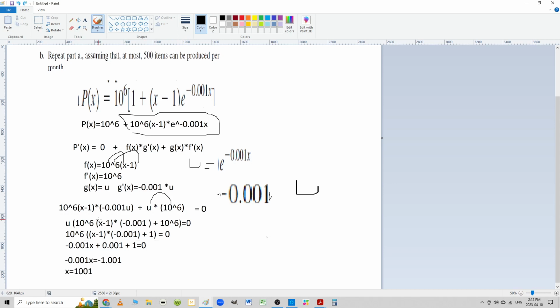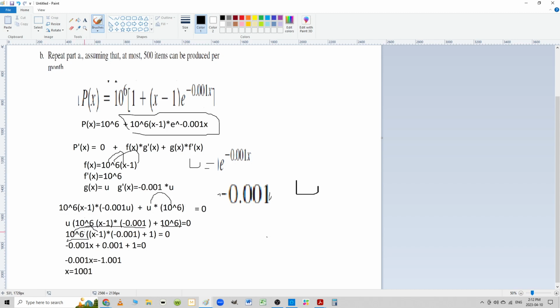Now I've left the 10 to the 6 in at this stage, but now I'm going to factor it out. I'm going to bring 10 to the 6 in front. So whatever's left here, I've divided by 10 to the 6, and over here I've divided by 10 to the 6. When I divide this right by 10 to the 6, it becomes 1. And when I divide this left by 10 to the 6, it becomes open brackets, close brackets, x minus 1 times this. And 10 to the 6 is in front.